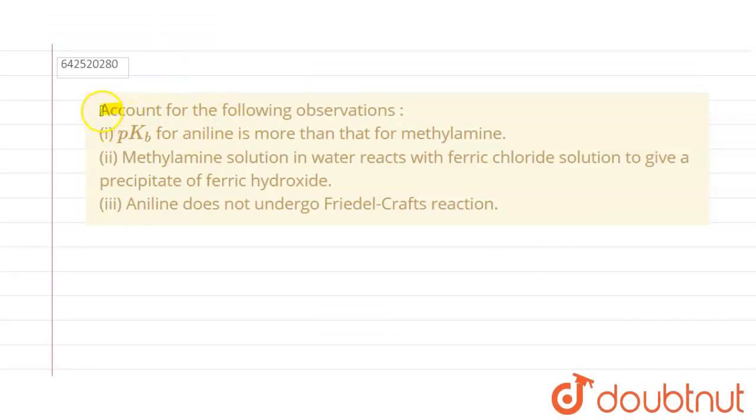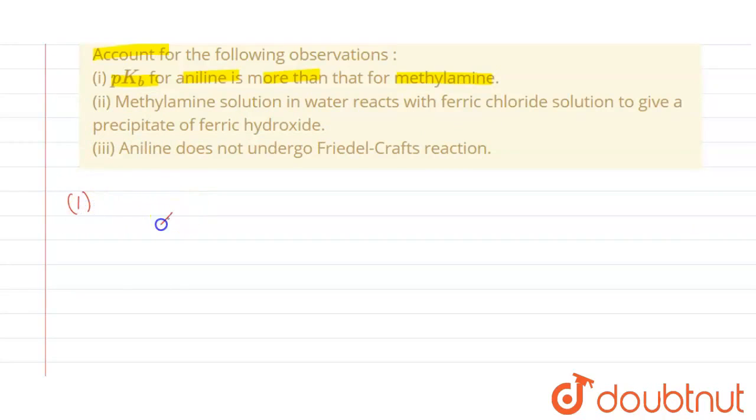Hello everyone. The question says, account for the following. The first one is: the pKb of aniline is more than that of methylamine. So first we are going to discuss the basic nature of aniline and methylamine.